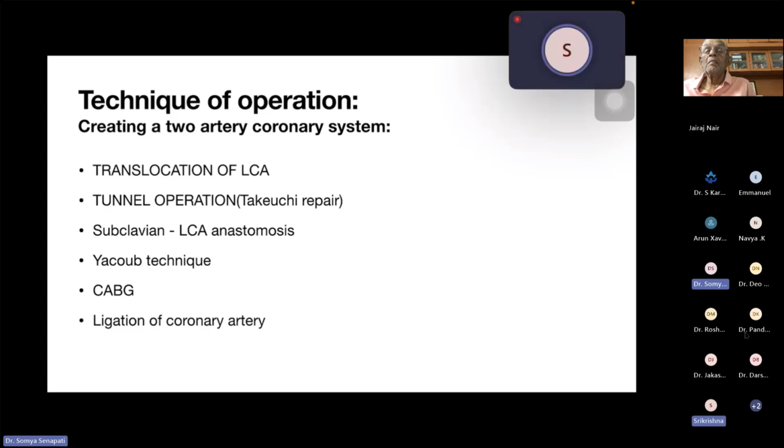Second one is a tunnel operation or the Takeuchi repair. Third one is a subclavian left coronary artery anastomosis. Fourth one is a Yakub technique. Fifth one is to do a grafting followed by closure of the ostium. The sixth one is a ligation of the coronary artery, which can be done in chronically ill patients or in emergencies.